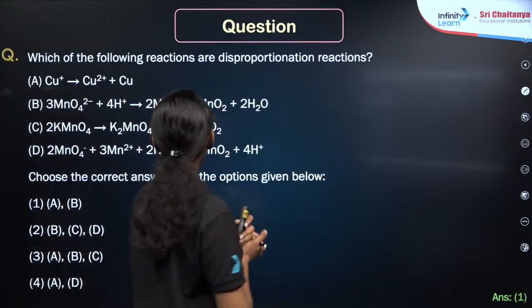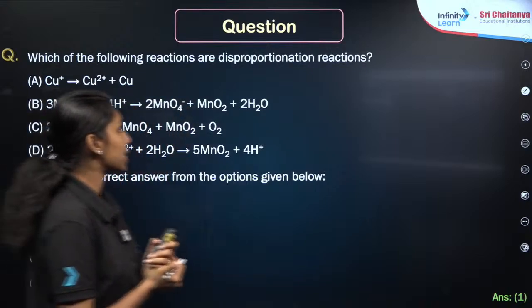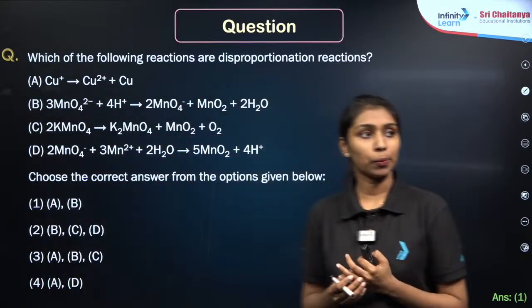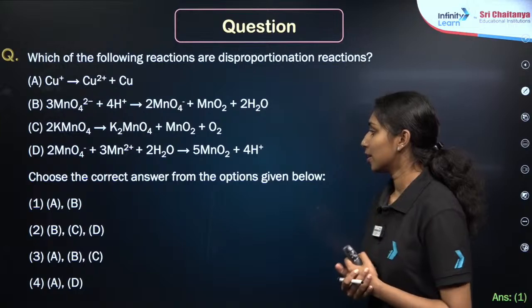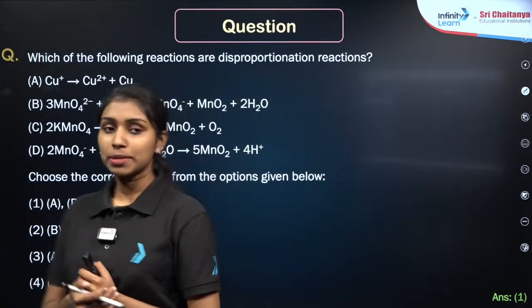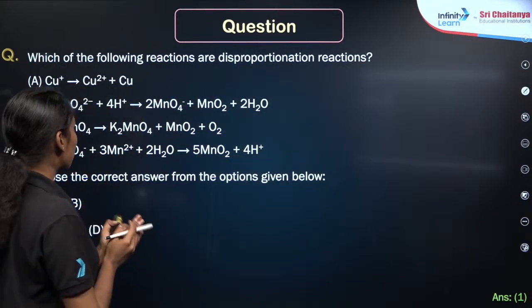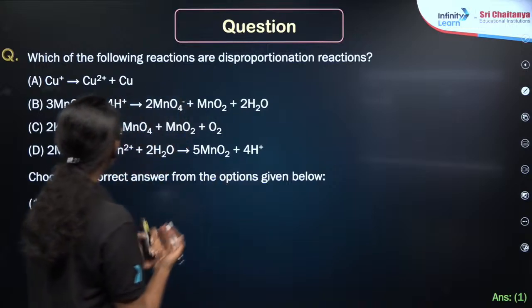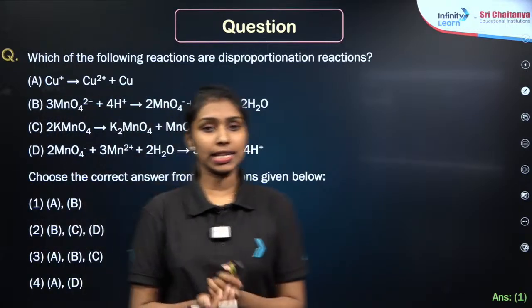Okay, here is the next question. Which of the following reactions are disproportionation reactions? Four options are given here. First, find out the oxidation numbers and identify which one is undergoing a disproportionation reaction.